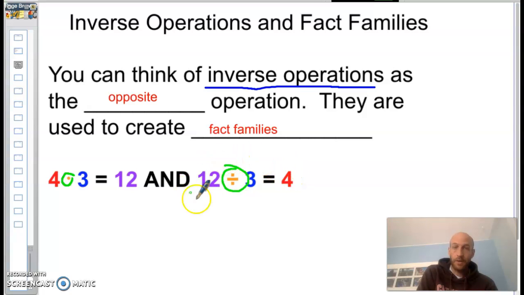Okay, this is also what's called a fact family. 12, 3, and 4 are all connected in a very specific way. 4 times 3 is 12, 12 divided by 3 is 4, 3 times 4 is 12, and 12 divided by 4 is 3. Right? So we can use those to help us when we solve equations.